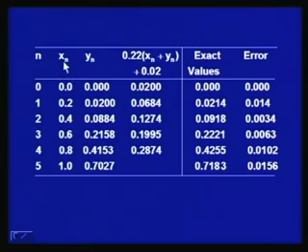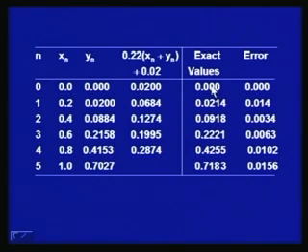This table gives us the values of y corresponding to the values of x with the step size h equal to 0.2. When n is 0, x naught is 0, y naught is 0, and we compute the value of 0.22 (x naught plus y naught) plus 0.02 as 0.0200. We then get the value of y at x equal to 0.2 as 0.0200. y at 0.4 comes out to be 0.0884, y at 0.6 comes out to be 0.2158, y at 0.8 comes out to be 0.4153, and y at 1.0 comes out to be 0.7027.